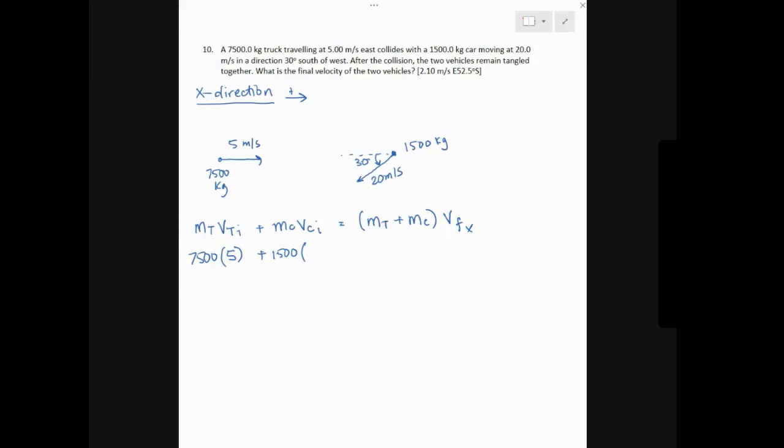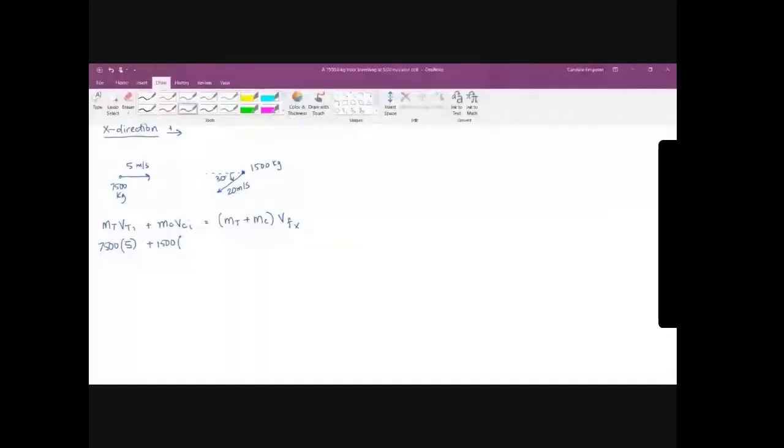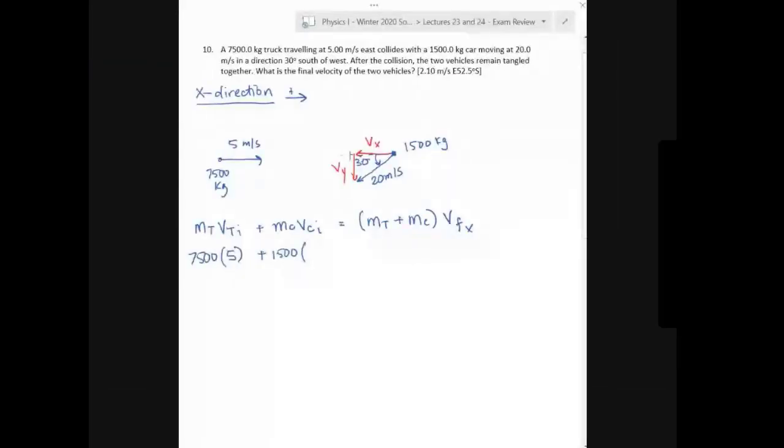Yeah, good. It's cos because it's the adjacent side. I'm just going to label that so you can see. So this is the x component, and this is the y component. So we have 20, which is our hypotenuse, cos, because it's the adjacent side that we're looking for the x component right now, 30 degrees. Is it positive or is it negative? Negative. Good, because it's pointing to the left, and we said right is positive. Equals both of the masses added together, v final x.